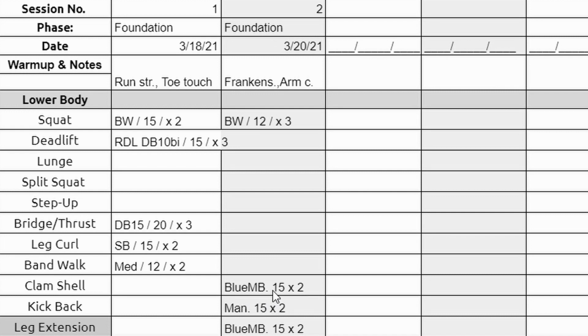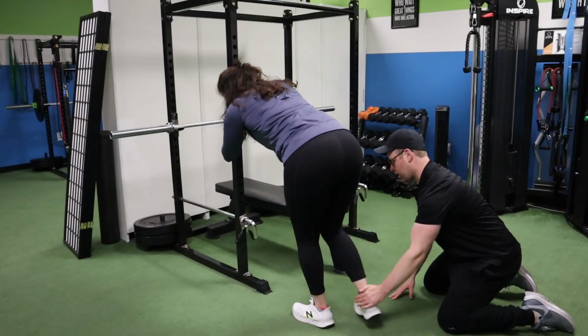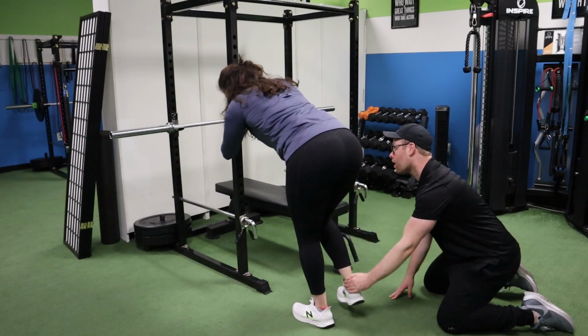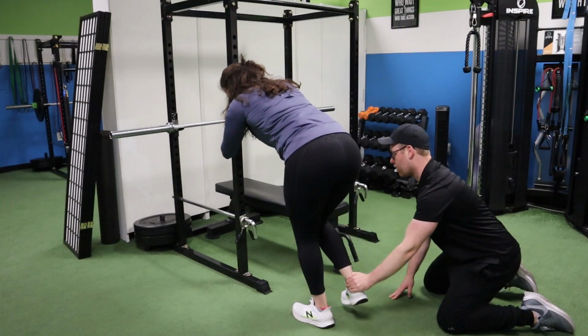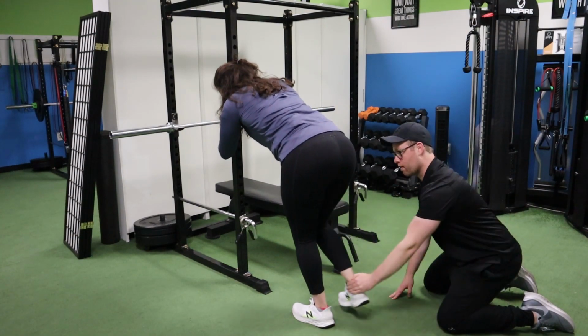So yeah, do mini band clamshells with your clients who have knee problems. We're doing glute kickbacks, and for these we're actually just going to use manual resistance. Basically, I'm just going to put my hand on the back of Alexis's shoe here, and I'm going to provide her just a little bit of resistance as she's kicking her leg back in a typical glute kickback position.